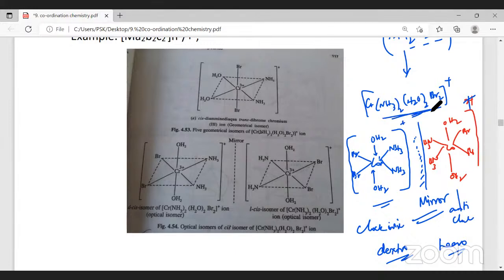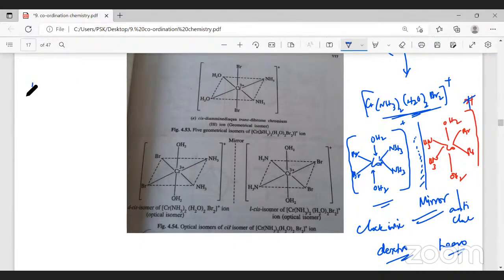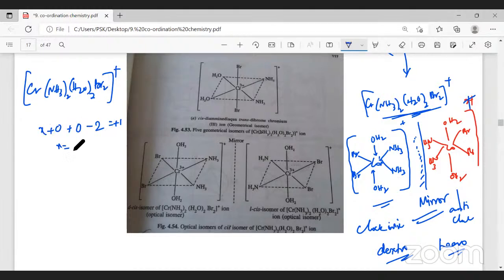Try to name this molecule. Try to name the IUPAC. Let's see, someone name it. What is the IUPAC name of this complex? We learned yesterday in detail. It is Cr, NH3 twice, H2O twice, Br twice, and plus. Tell me, what's the oxidation number of chromium? Chromium oxidation number is +3, because as a whole the complex is +1. Bromine is -1 into 2 is -2. Ammonia and water are neutral. Chromium we take as X, so X will be equal to +3.